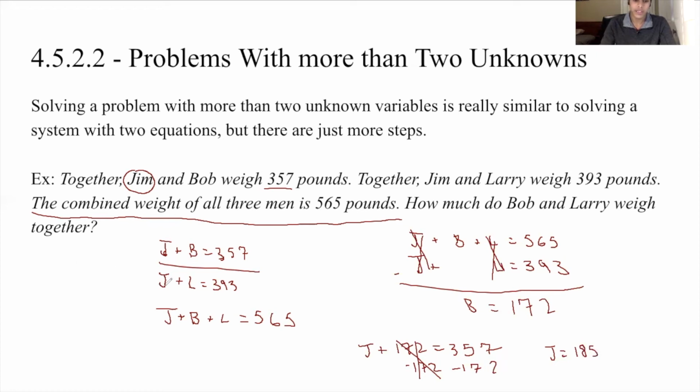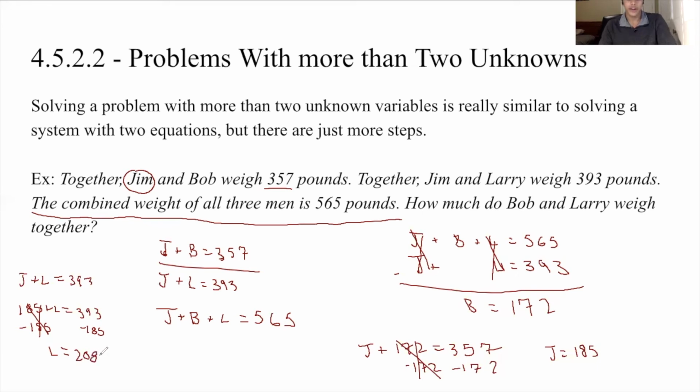All right, and then now we can use Jim's weight to solve for Larry's weight. And remember, the reason we have to do this is because it says, how much do Bob and Larry weigh together? So we know Bob's weight, but we need Larry's weight as well. So if we know Jim's weight, J plus L equals 393, and Jim's weight is 185 pounds, then 185 plus L equals 393. And then to solve for L, we subtract 185 from both sides of the equation. These cancel out, and it leaves us with L equals 393 minus 185, and that gets us to 208.